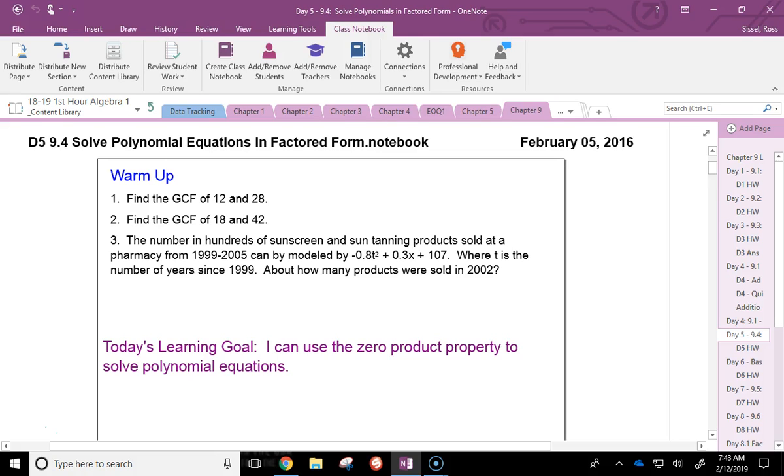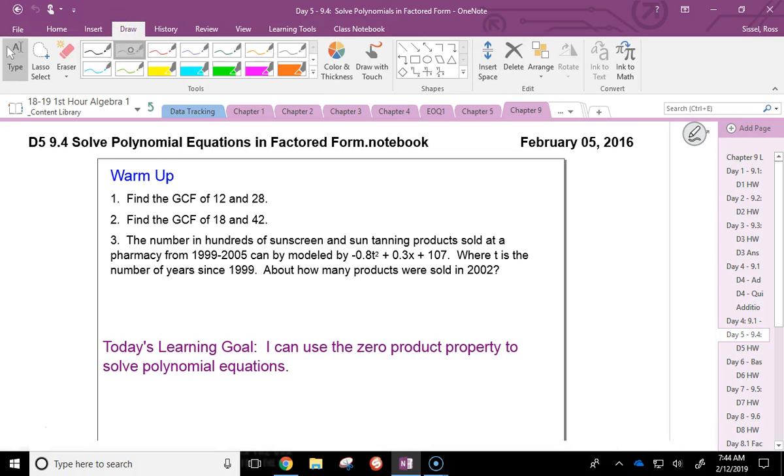So, we are going to start today with something fairly easy for our warm-up. There's a reason we're doing this. You're going to be using this idea. So, find the GCF of 12 and 28. Obviously, GCF stands for greatest common factor. So, what is the greatest common factor between 12 and 28?